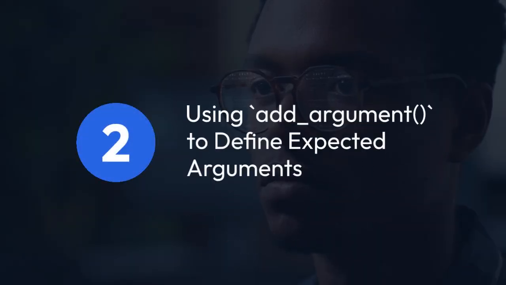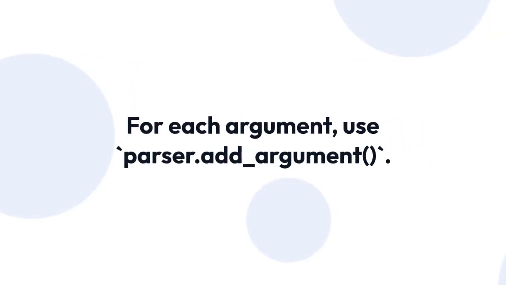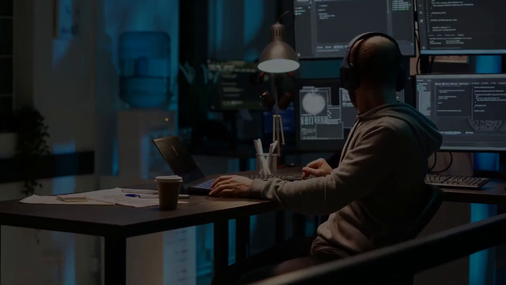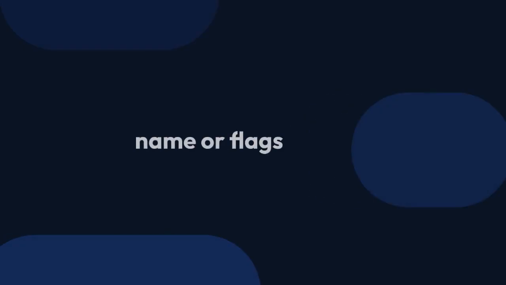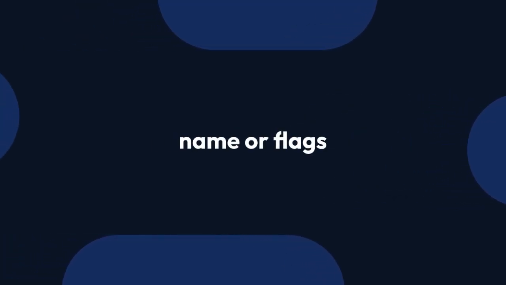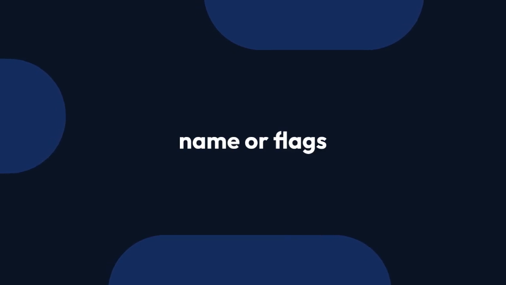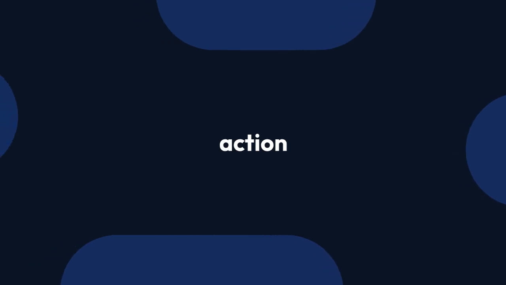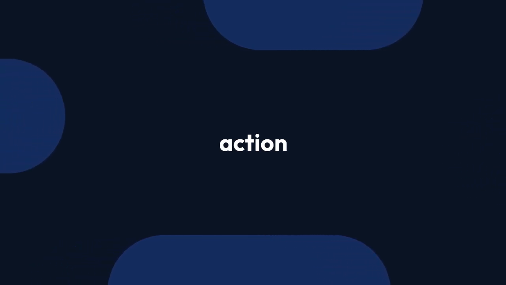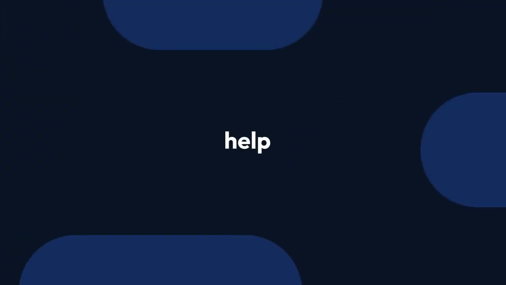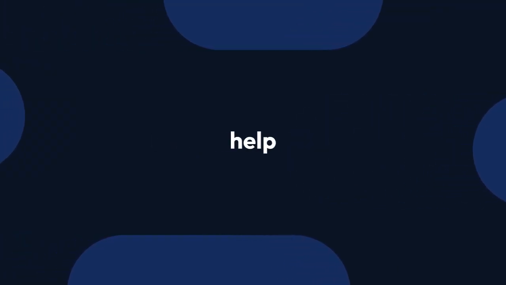2. Using add_argument to define expected arguments. The solution starts with properly defining all the arguments your script expects. For each argument, use parser.add_argument. This function takes several key parameters. Name or flags: this is how the user will specify the argument on the command line, e.g., -f, --file, name, input_file. Action: this determines what happens with the argument, e.g., store, store_true, store_false, append. Type: this specifies the data type of the argument, e.g., int, float, str. Help: a brief description of the argument for the help message.